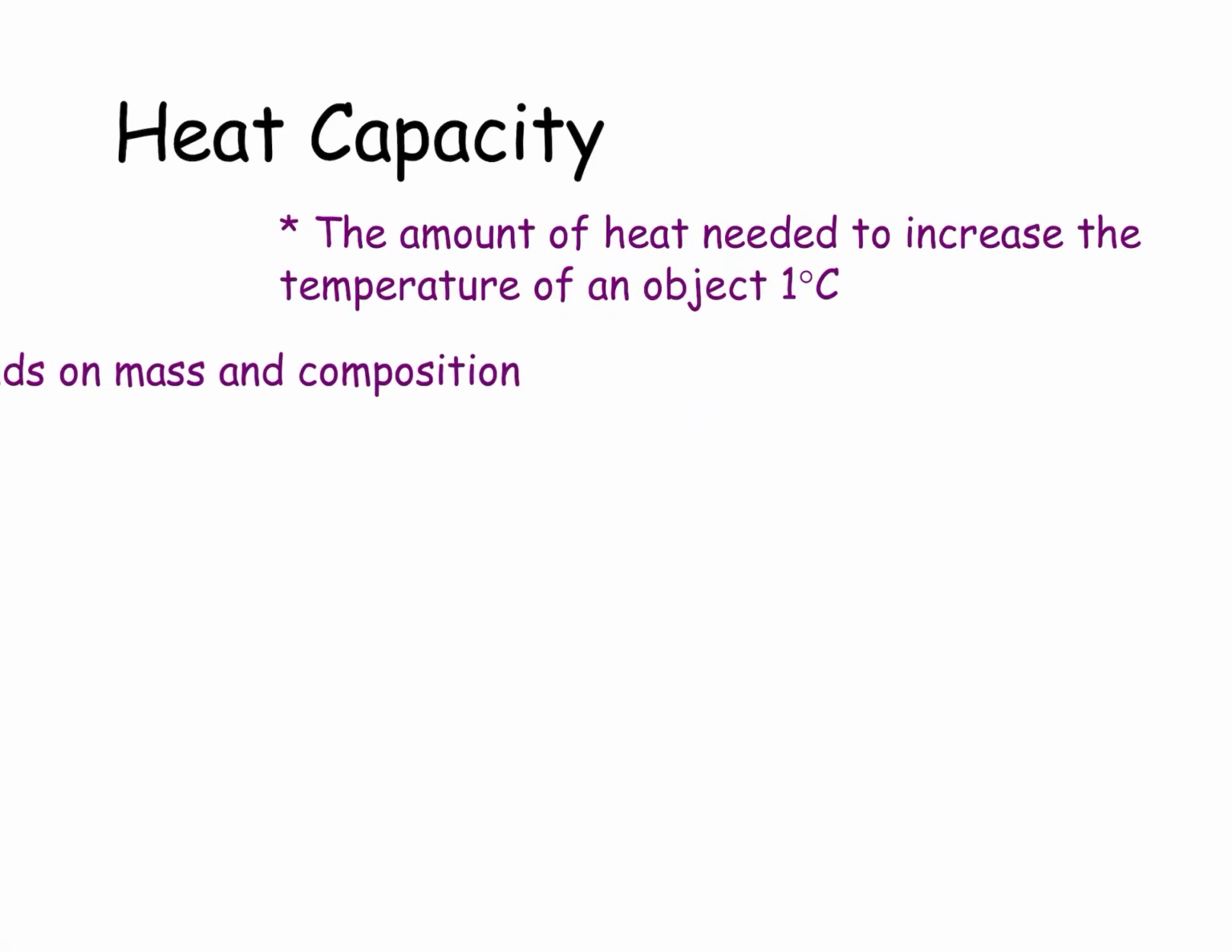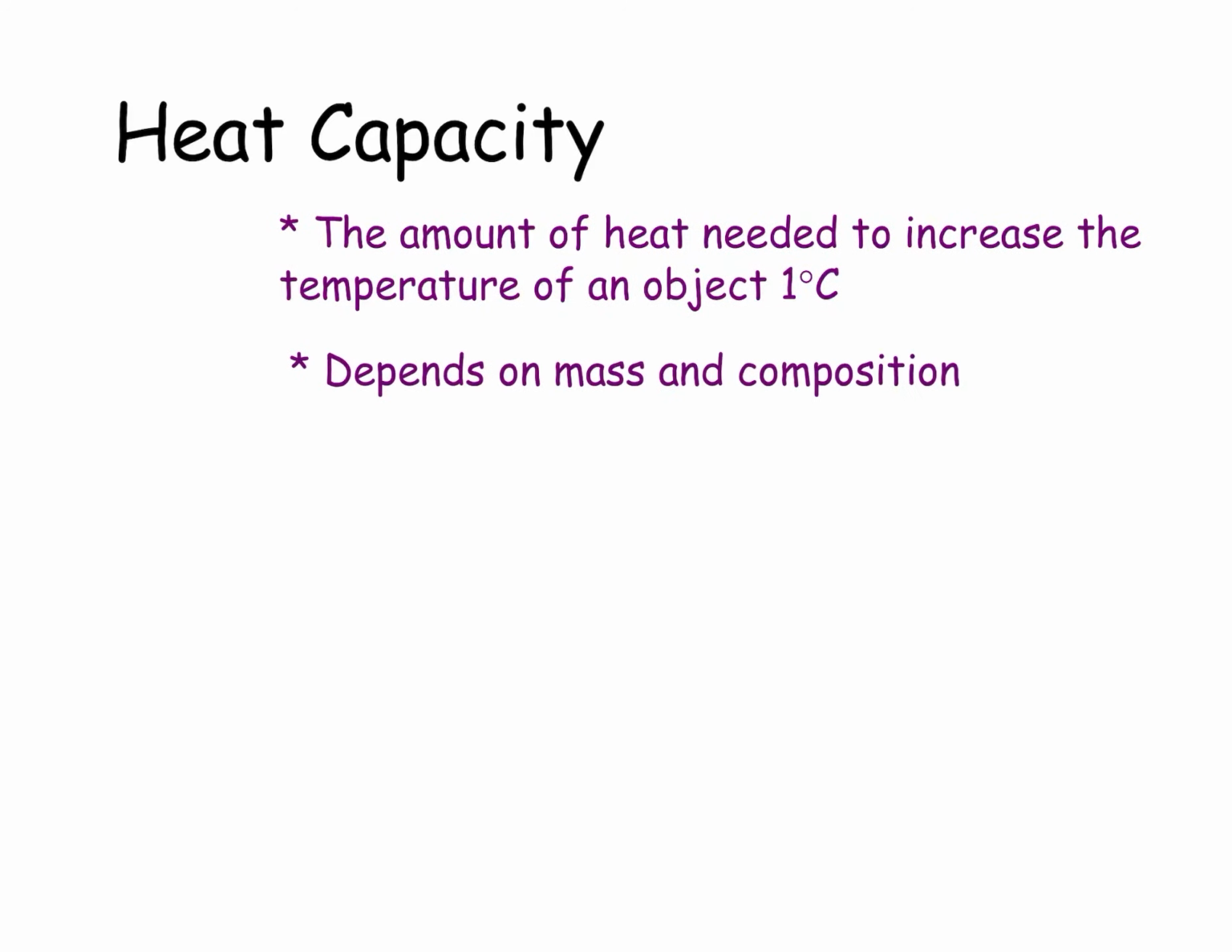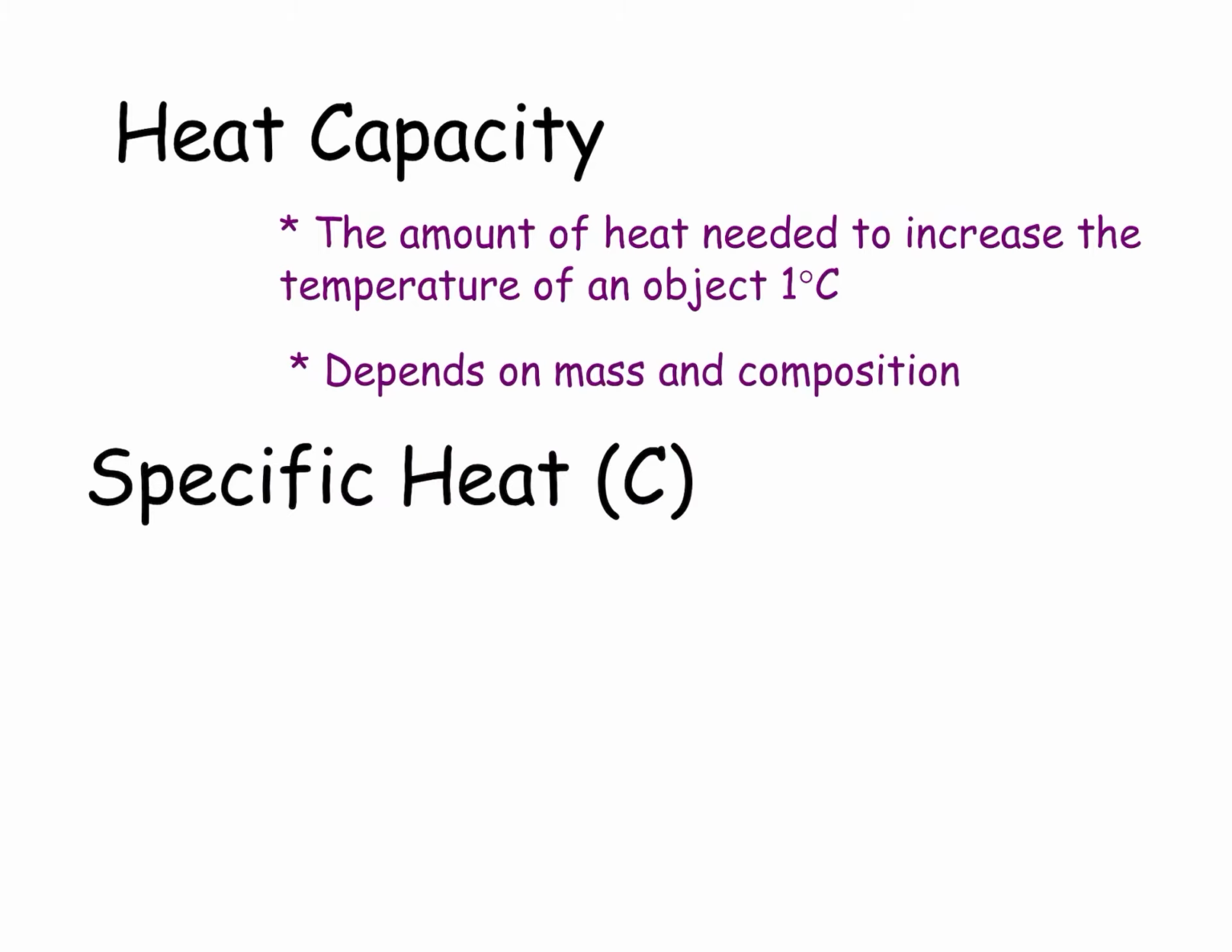Heat capacity, the amount of heat needed to increase the temperature of an object 1 degree Celsius. This depends on mass and composition. However, this is what we're really going to need, specific heat. Specific heat is represented by the variable capital C. Don't confuse it with carbon or degrees Celsius.